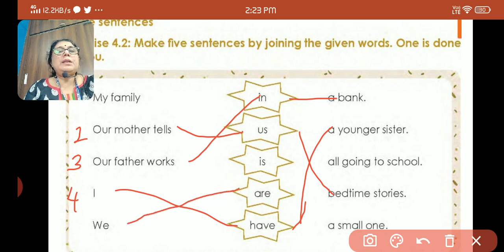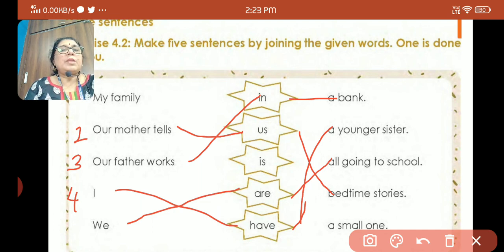We are all going to school. Got it, children? See, we are all going to school. Done. So our mother tells us bedtime stories. Our father works in a bank. I have a younger sister. We are all going to school. So all have got this much.